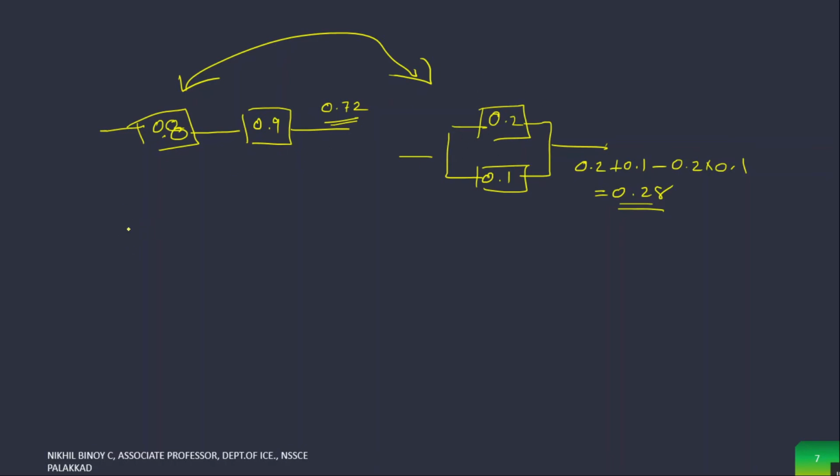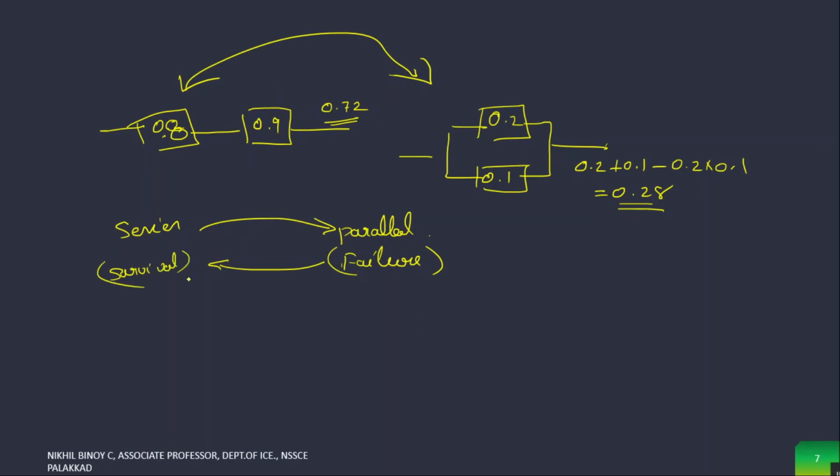Means if you have a series configuration and if you are able to convert that series configuration into parallel configuration, what's the advantage? You can find the probability of failure using that parallel configuration, and if you know the probability of failure, you can find the probability of survival of the given system. Okay, so what we did, we used a duality between this series configuration and parallel configuration.